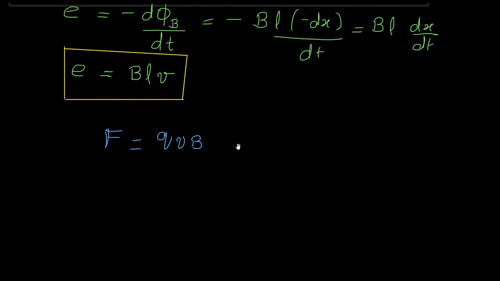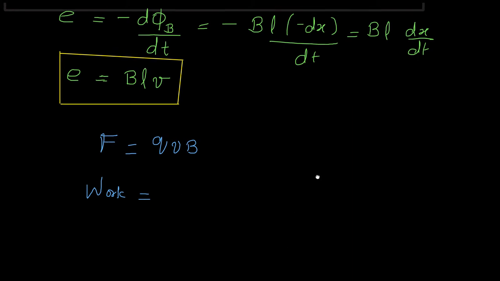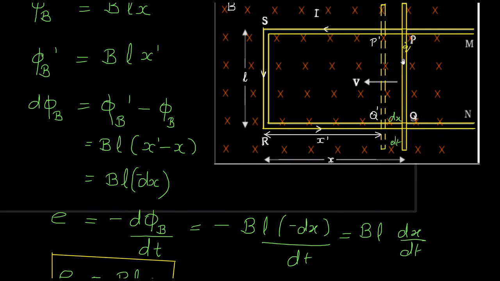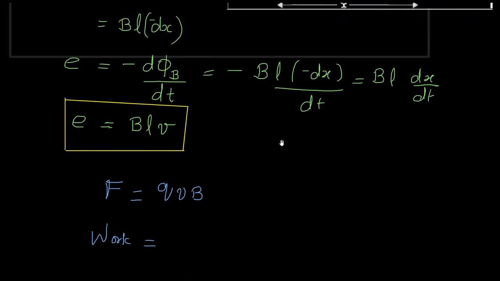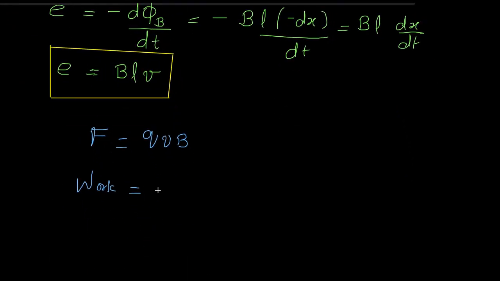Now how much is the work done in moving the charge Q from P to Q? What may be the work done? Let it be W. We know work done is equal to force into distance. Here force is QVB and the distance is L. So we write work done equal to force into distance, which is QVB into L.